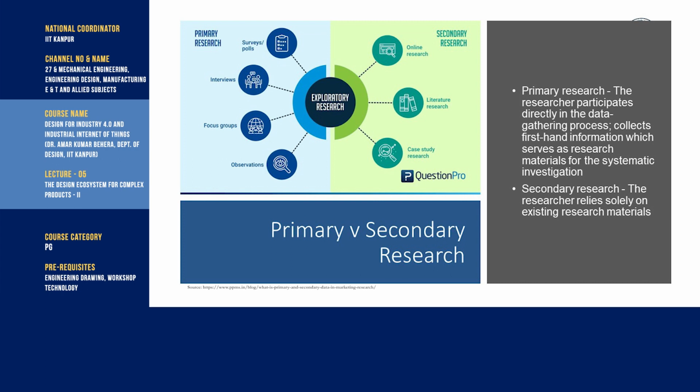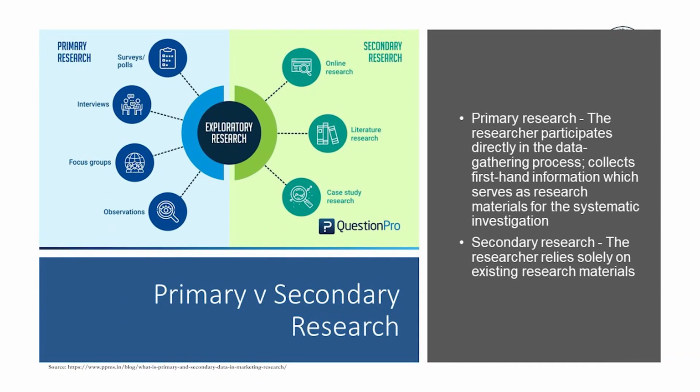So, primary research, the researcher participates directly in the data gathering process, collects first hand information himself or herself, which serves as research materials for the systematic investigation. And in secondary research, the researcher relies solely on existing research materials, only existing research materials which other people have carried out, but you are using that to inform your discovery phase.